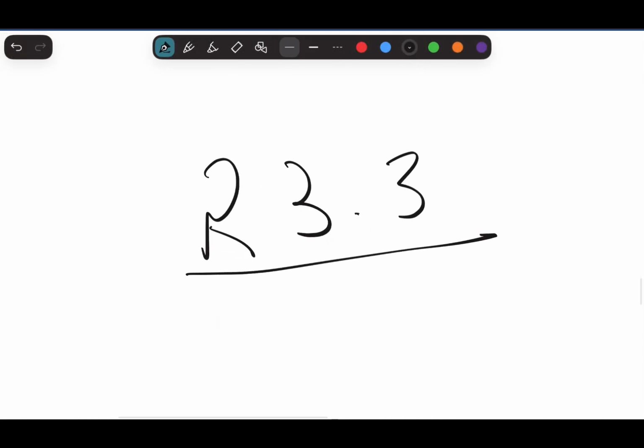Alright, Reactivity 3.3. I will be going through this entire subunit really quickly because it's fairly short. Okay, let's start. Some background knowledge you would have to know is ozone.